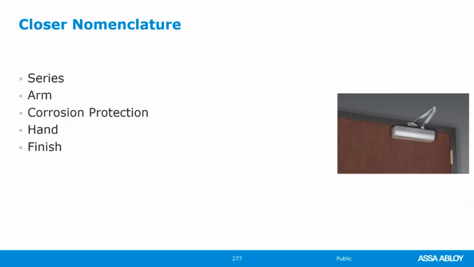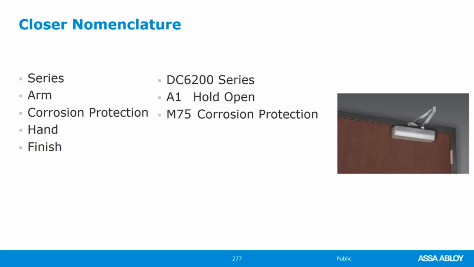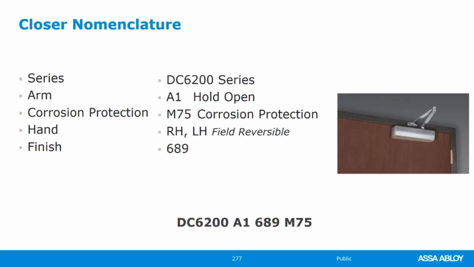So let's walk through our series. It's a DC 6200 series. Our arm was an A1 hold open. That's our friction hold open type arm. Our corrosion protection is M75. Our handing, it's field reversible. We didn't ask for any special cover or anything, so we're going to get the plastic cover. Our finish is 689. So our part number looks like this: DC 6200 A1 689 M75.